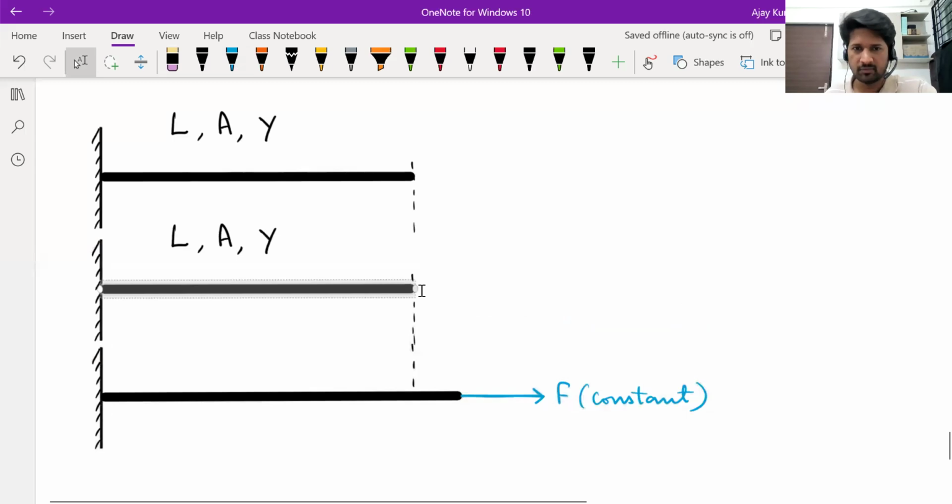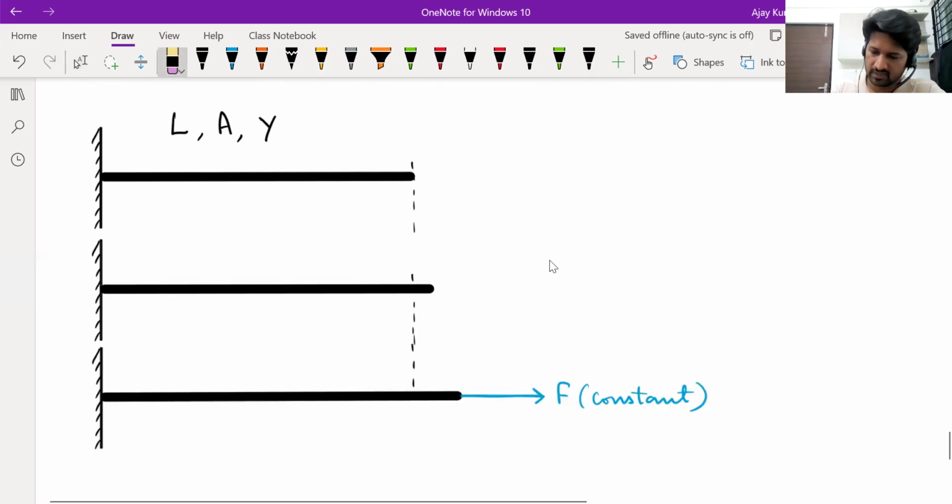Final elongation, let it be x, that's fine. But in between, let's say there is a random elongation like this. This small elongation, you can call it small a, or any letter you can use. Then the restoring force also will be small. If the elongation is small, the restoring force is small.